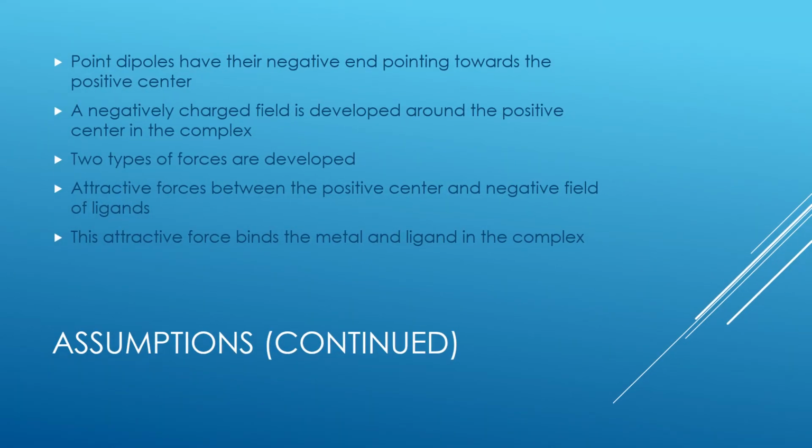Two types of forces are developed in the complex. Obviously, because there is a positive center and a negative field, we have attractive forces developed between the positive center and the negative field of the ligands. And this attractive force binds the metal and the ligand in the complex. So essentially, the theory assumes ionic bonding in the complex.